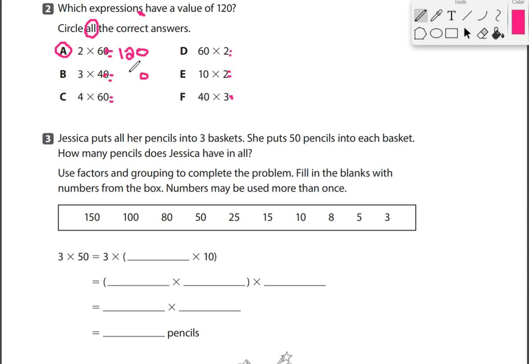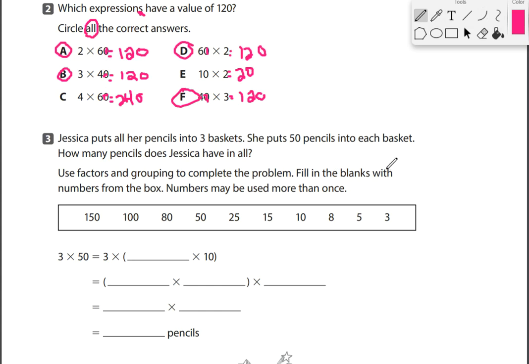There's my 0. 3 times 4 is 12. I can circle B. Okay, 0. 4 times 6, that's 24. I'm not going to circle C. That's incorrect. All right, 0. And here we are having the flip-flop of this problem. And we come to 6 times 2, which is still 12. So I'm going to circle D. All right, 10 times 2, well, that's just 20. And 40 times 3, that is 120. So for number 2, we should have a total of 4 answers.